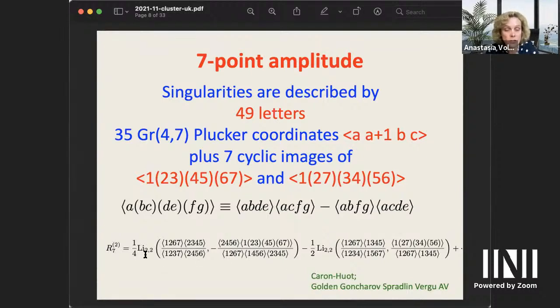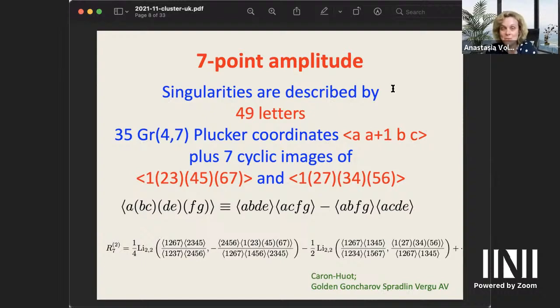There's a more general polylog function, Li22, which also has been known for a decade. Now, if you look closely at the arguments of these polylog functions, in addition to the GR4N Plücker coordinates, of which there are 35, there are these quadratic expressions of the brackets that appear, which I denoted by this kind of brackets, and they appear everywhere. So the statement is that the singularities of the 7-point amplitude are described by not just 35 Plücker coordinates. In addition, there are 7 cyclic images of these 2 brackets that I wrote here in red.